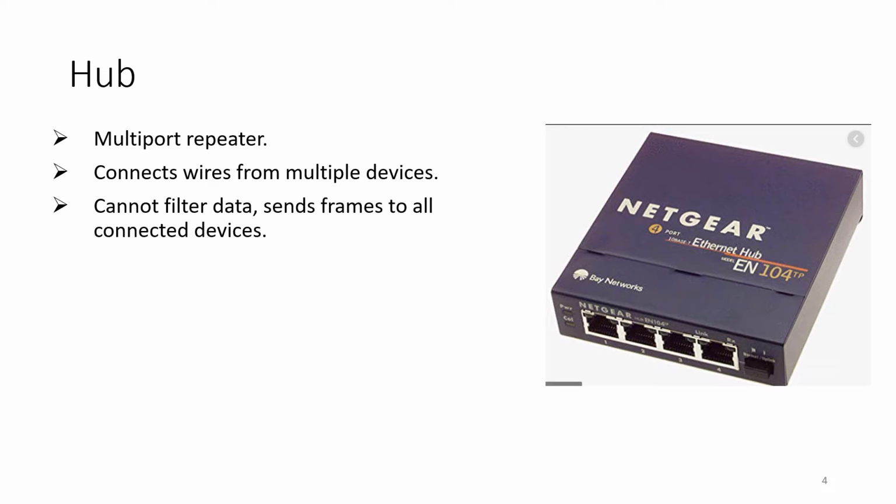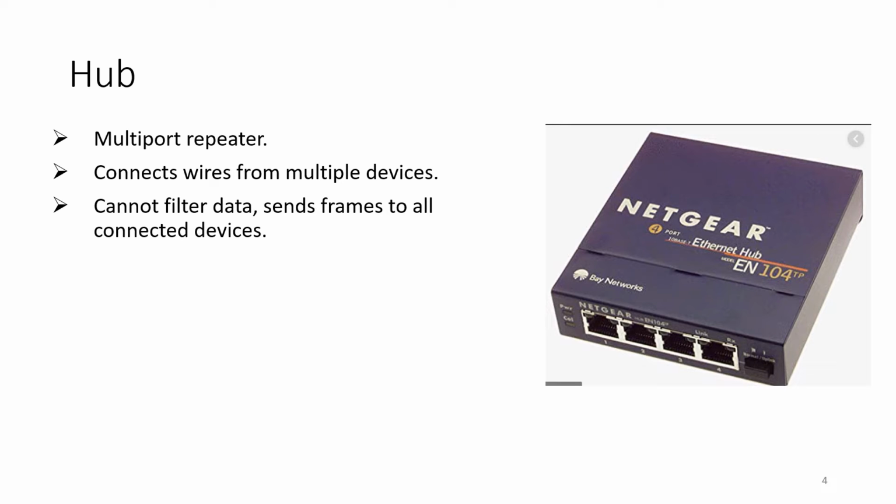The next one is the hub. It is similar to a repeater, the only difference being that it is multi-port. So we can say it's a repeater with multiple ports. It connects wires from multiple devices. It also works on the physical layer. It cannot filter data and sends frames to all connected devices. The hub does not have the capability to filter any frame coming into the ports. Whatever it receives on one port, it just distributes to the other ports.